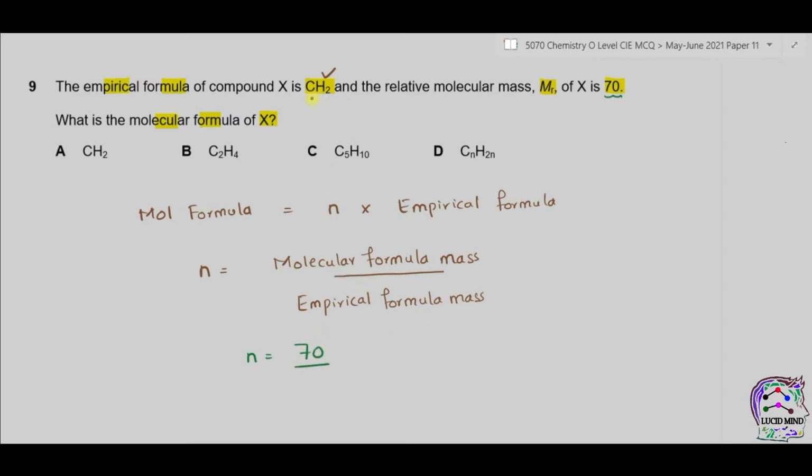In the empirical formula we have 1 carbon which is equal to 12, 2 hydrogen atoms which equals 2, and the total is 14. So n comes equal to 5. Now we can put this value of n, 5, into the empirical formula CH2. Carbon multiplied by 5 becomes 5 carbon atoms, and hydrogen multiplied by 5 becomes 10 hydrogen atoms. The correct answer is therefore part C.